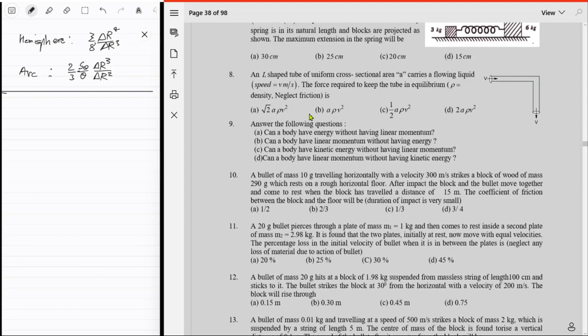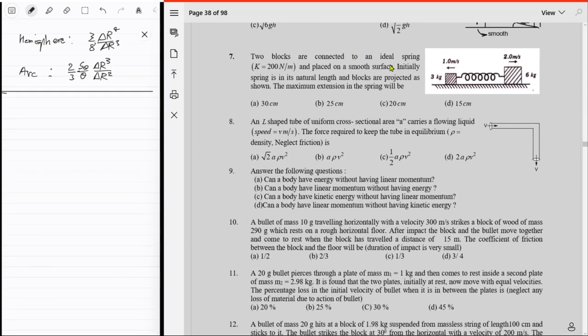Anyway, next question. Two blocks connected to an ideal spring placed on a smooth surface. Initially, spring is at natural length. Blocks are projected as shown. Okay, fine. The maximum extension in the spring will be, once again, energy conservation. So when the extension is maximum, what should be happening is that they should be moving with the same velocity, because the extension is maximum. That's what it actually means.